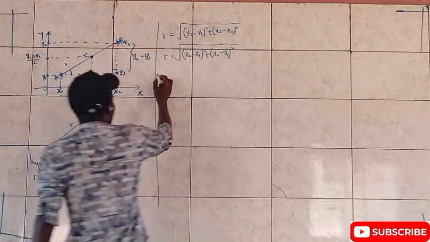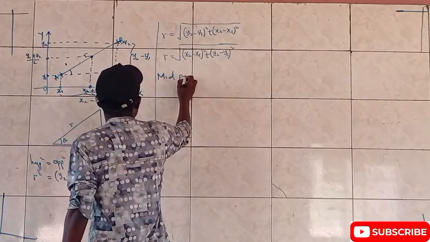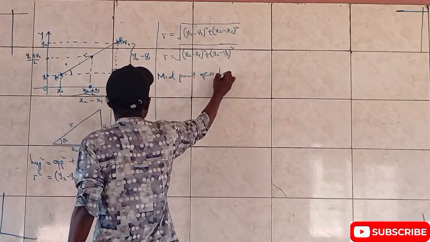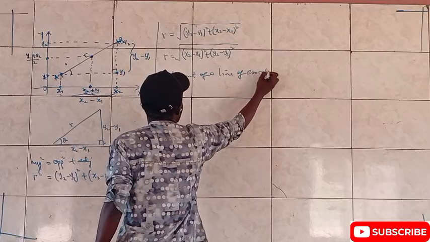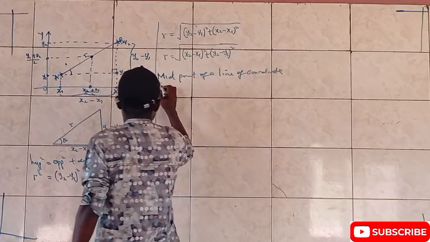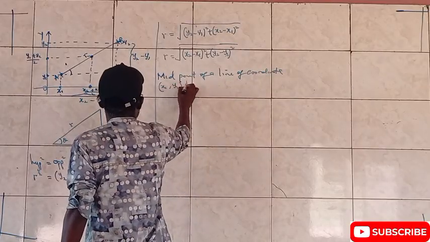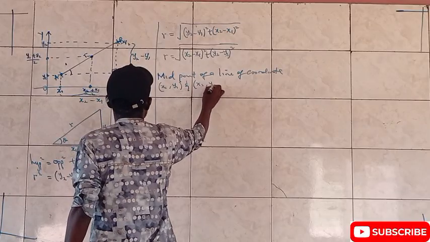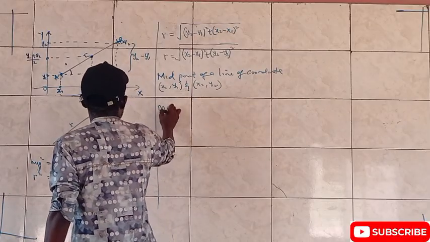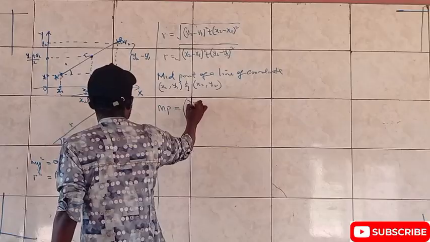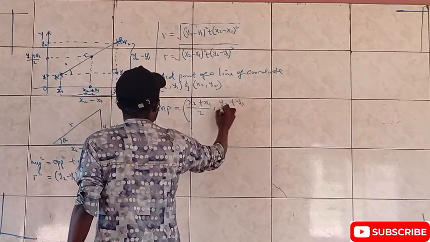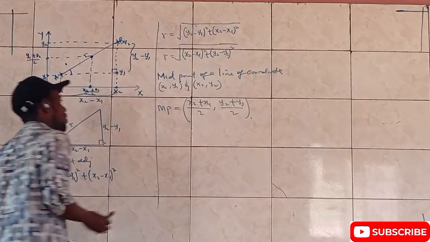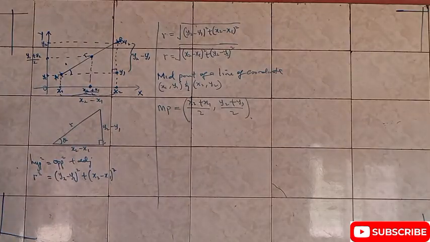So the midpoint of a line with coordinates x1, y1 and x2, y2 will be given as: midpoint equals x2 plus x1 over 2, y2 plus y1 over 2. That is how we get the midpoint of a line.